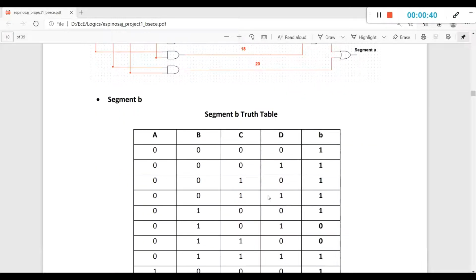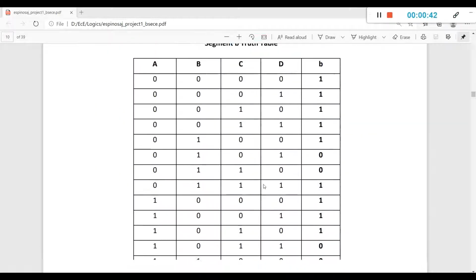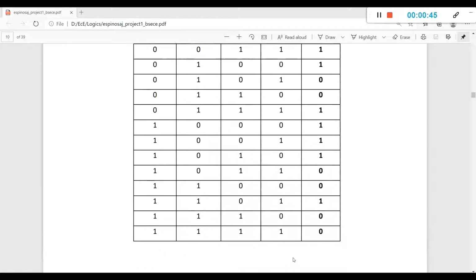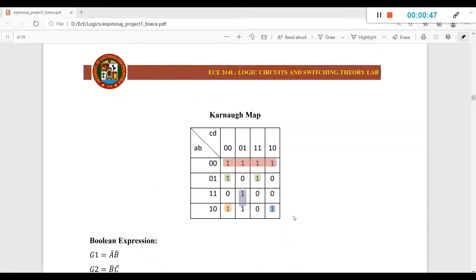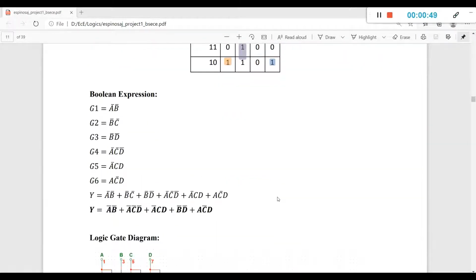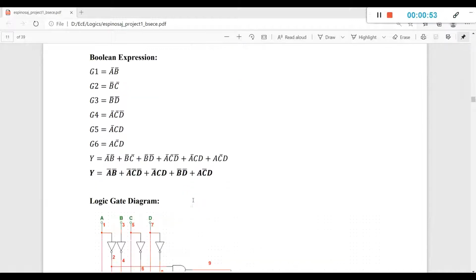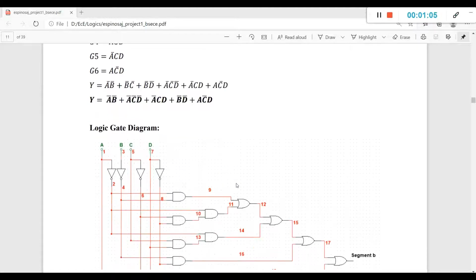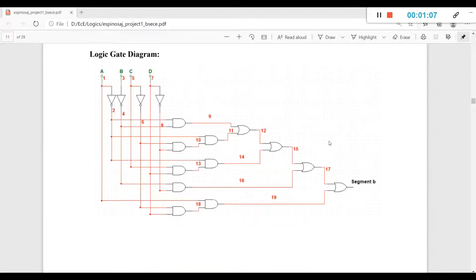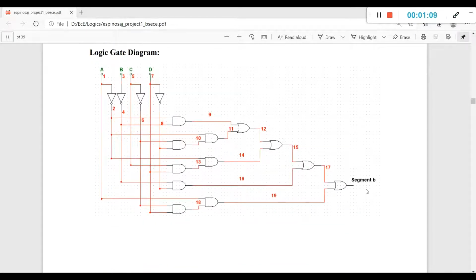For segment B, this is the truth table for segment B. Through the use of Karnaugh map, the Boolean expression obtained for segment B is not A and not B, plus not A and not C and not D, or not A, C, and D, plus not B and D, or A and not C and D. And its corresponding logic diagram is here.